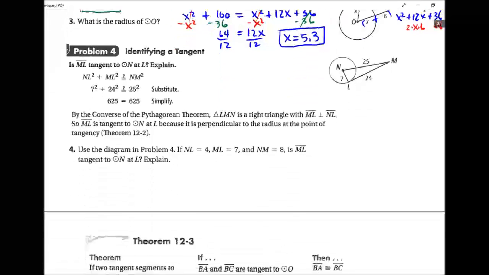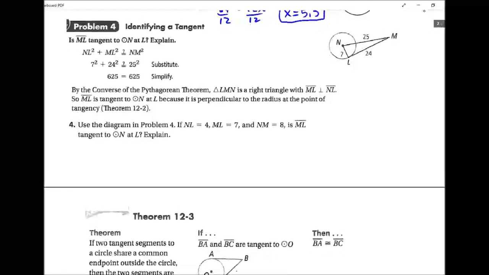All right, our next example says identifying a tangent. It says, is segment ML tangent? Well, how do we know if they are tangent?